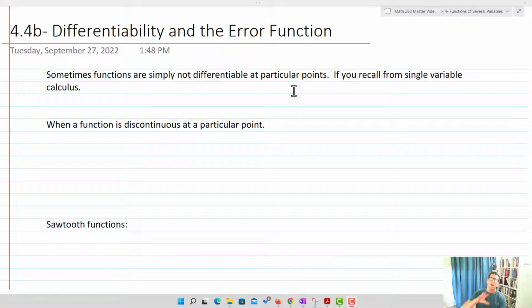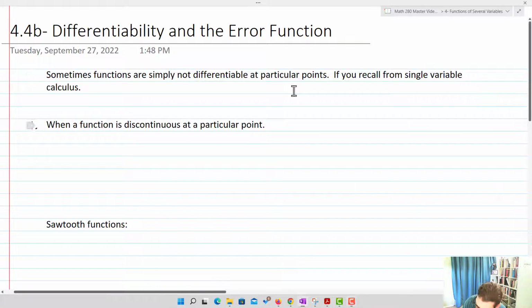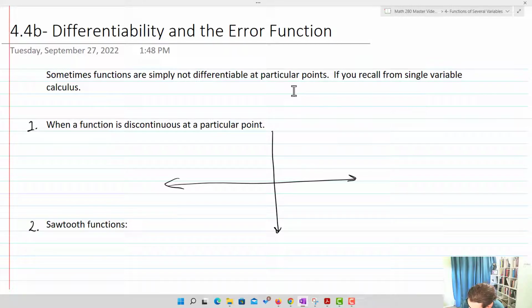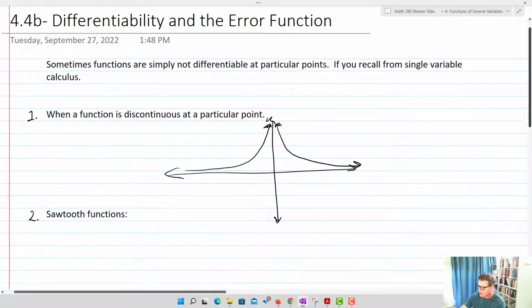So if you remember from single variable calculus, here are two examples. One is when a function is discontinuous at a particular point. Imagine we want to find what the derivative is at x equals 0, but we actually have, say, an asymptote there. In this case, it's not going to be differentiable there. We're not going to be able to tell what the value of the derivative is.